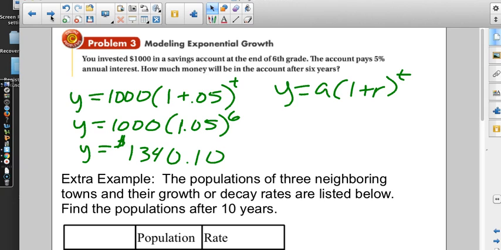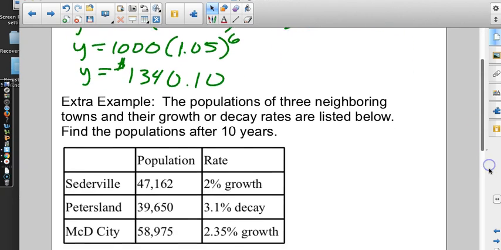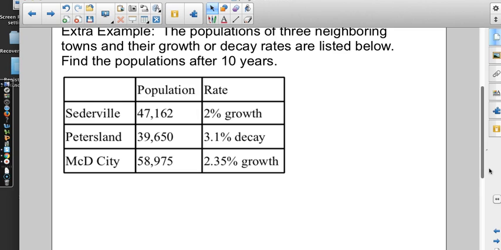Just how it works. So down here it says we have another example, an extra example, and this is about populations. 3 neighboring towns, Cedarville, Petersland, and McGee City. And it says growth or decay rates are listed below and find the populations after 10 years. And this is because when we made these notes, it was me, Mrs. Peterson, and Mrs. McDonald, who's now working at Zero. So they named the cities after ourselves. And I like my city. It's growing. Things are going well.